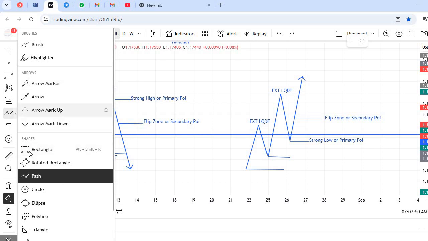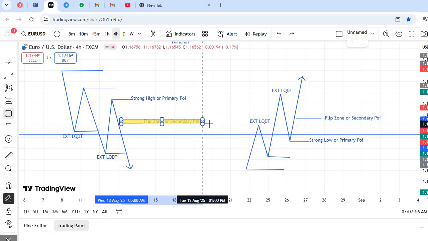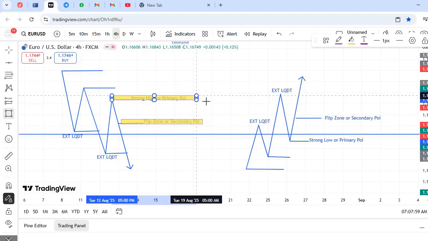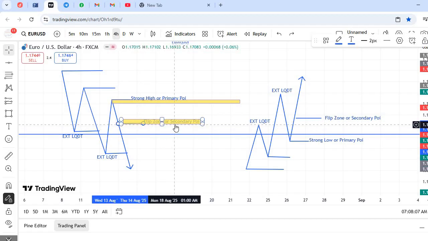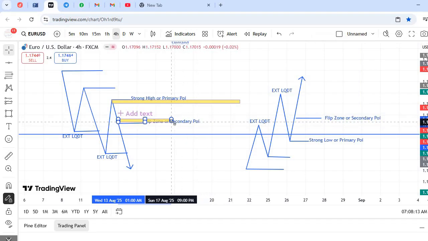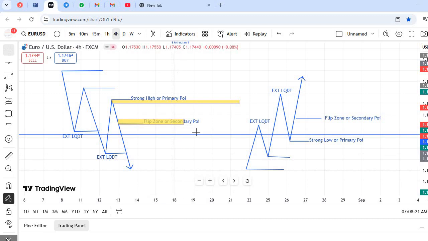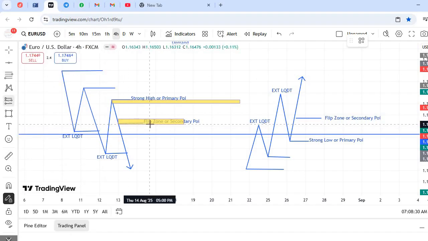Can you see? So you want to anticipate that price can either get to this flip zone or the strong high. Price can either get here and start coming down so that you can sell, or price can get here and start coming down. So you anticipate and you bring out your short position. Can you see?